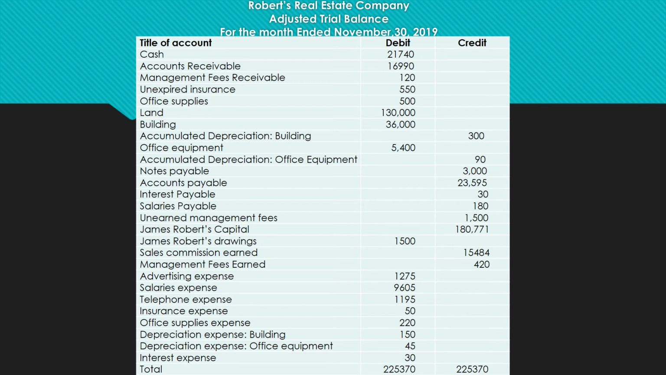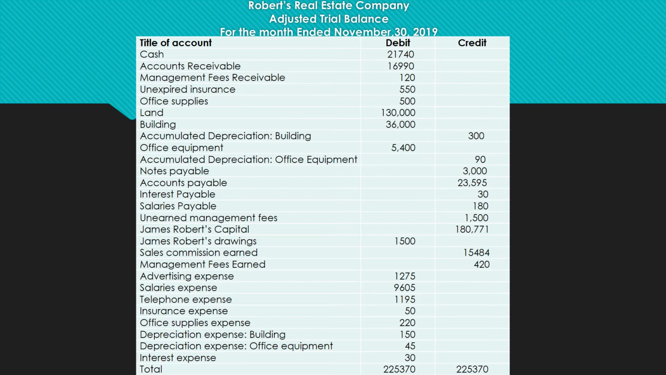Unearned management fees. Now if you see, before adjustments there was unearned management fees of 1800. Out of that 1800, management fees earned for the month of November was 300. So now unearned management fees of 1800 is reduced by 300. By the end of November, the unearned management fees account has a balance of 1500.